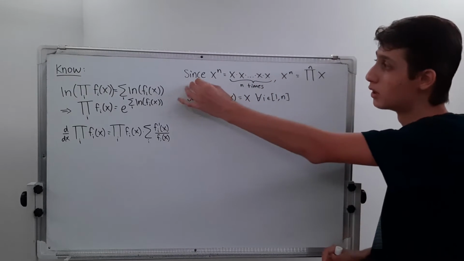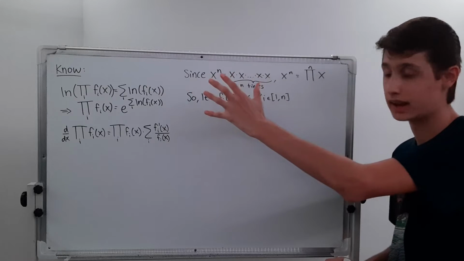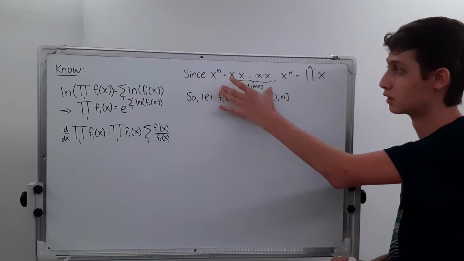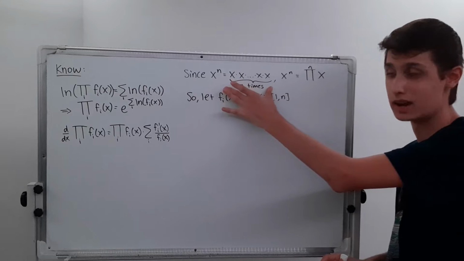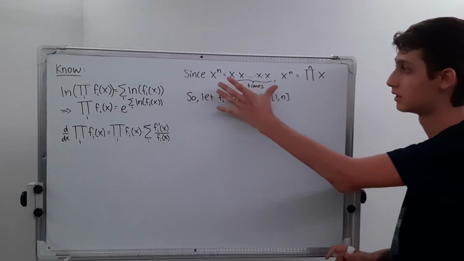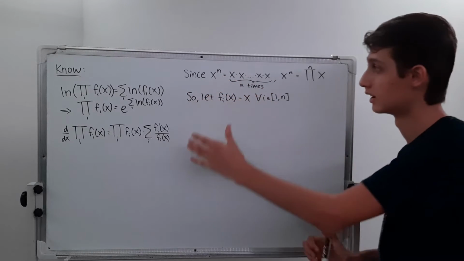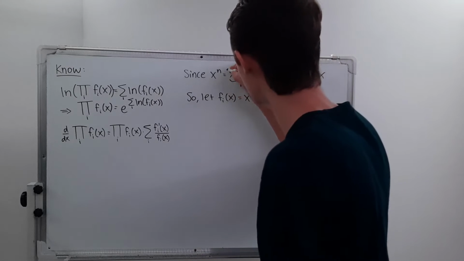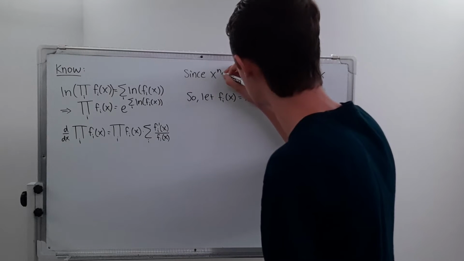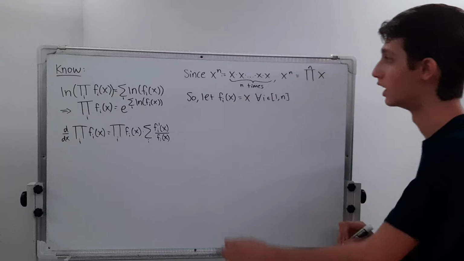So we know that x to the n is an exponent, so you're multiplying x n times. Since we have this equality, this is actually like a definition here. We can write it like that.